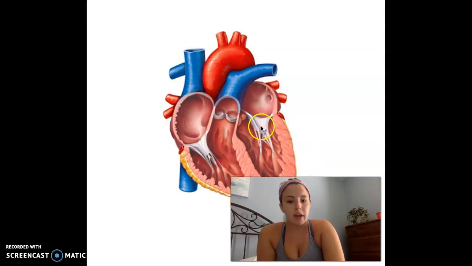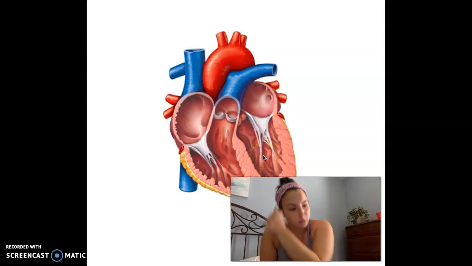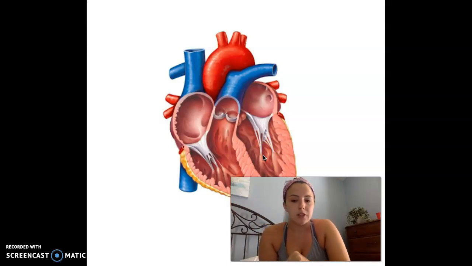Then we have the mitral valve or the bicuspid valve. So you can see the two, since this valve has two structures here, that's the bicuspid valve, and this valve also prevents backflow. So when the left atrium fills, the valve will open so the blood can flow into the left ventricle, and then the valve will close so blood cannot backflow up into the left atrium.